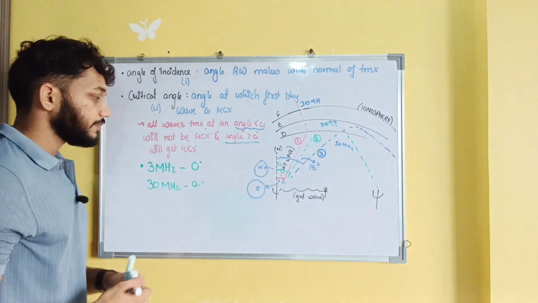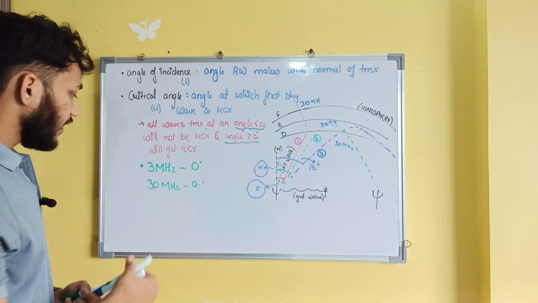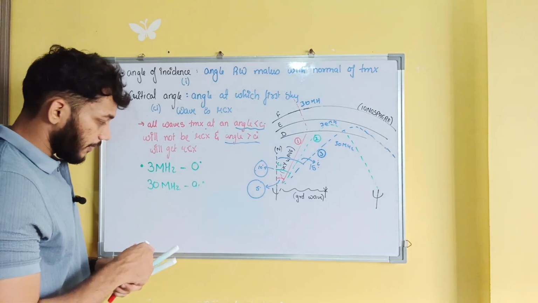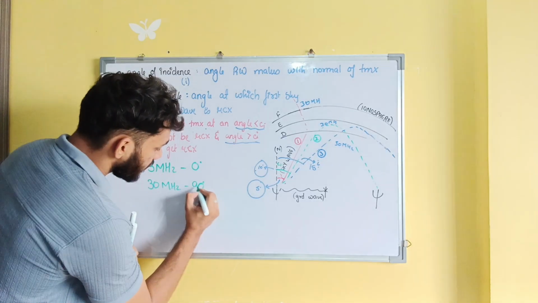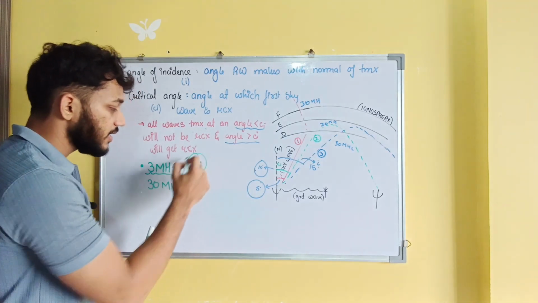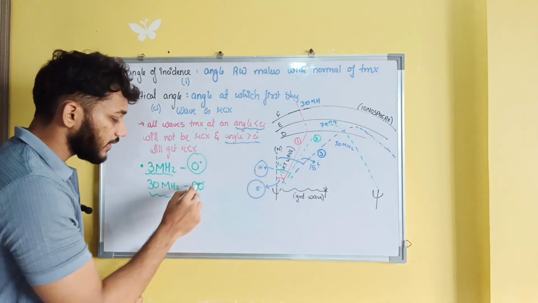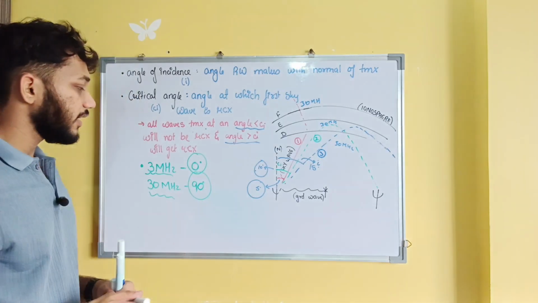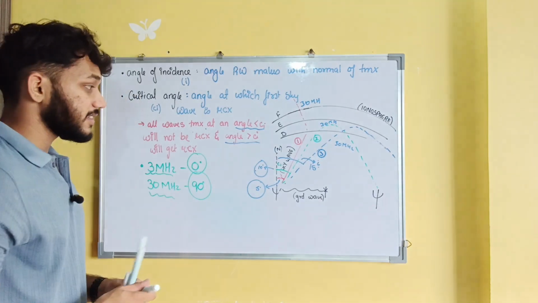Okay, now there are these two figures which I need you to remember. This is 90. So for 3 megahertz critical angle is 0 degree and 30 megahertz critical angle is 90 degree. Direct question in DGCA exam.